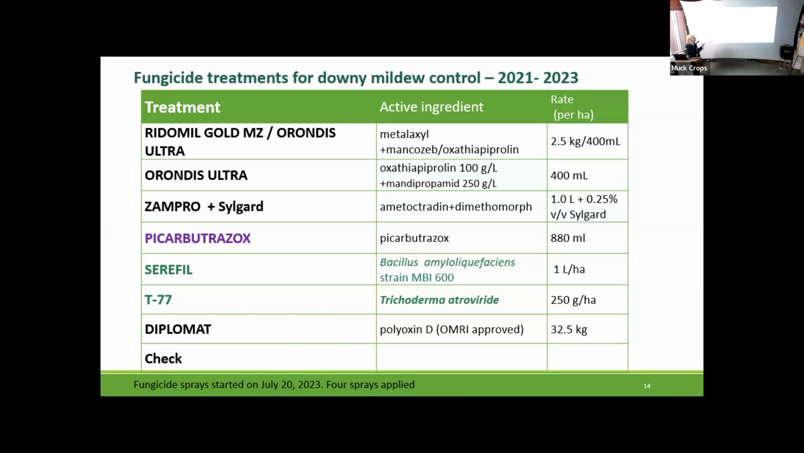Picarbutrazox is a new one that is supposed to control this type of organism. We included it in our trials. Also, 2 biological products, Serifel and the trichoderma product, T77. And Diplomat is an organic, it's a chemical, but it's an organically approved product for use. And of course, we compare these to the non-treated check.